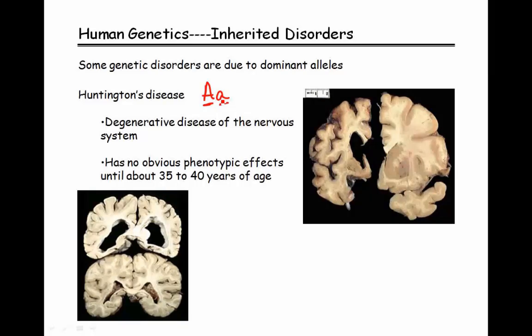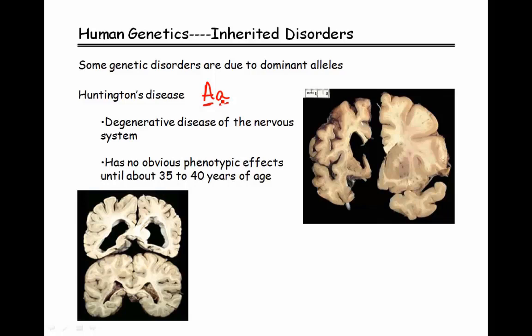With this one, because there are no phenotypic effects until 35 or 40 years old, many individuals have already had children at that point, so they have already potentially passed this disease on to their offspring. There is a genetic test for this one now that you can get to see if you carry that allele. Again, you would know if it ran in your family. If it did, you could get the test and find out if you were going to get Huntington's disease when you got older.